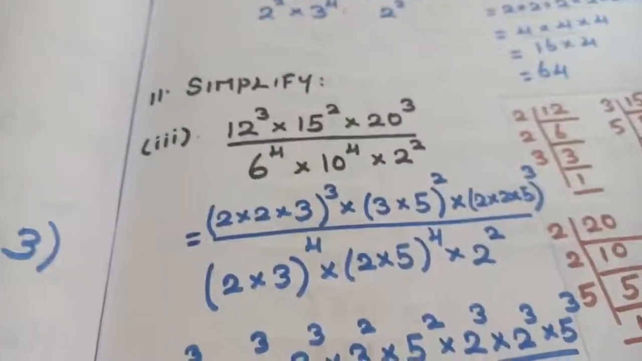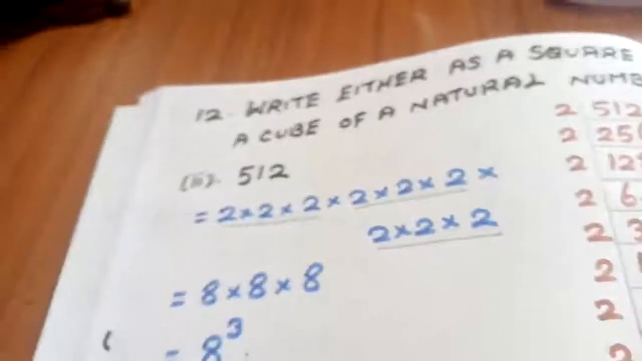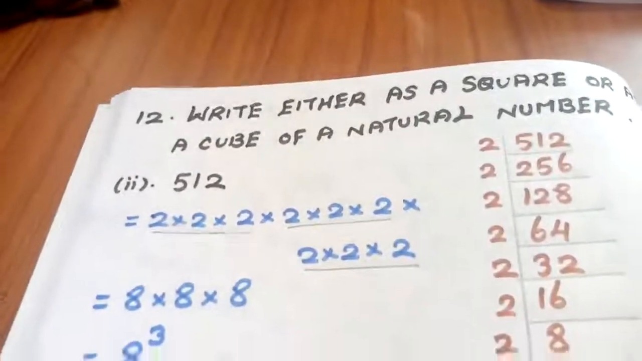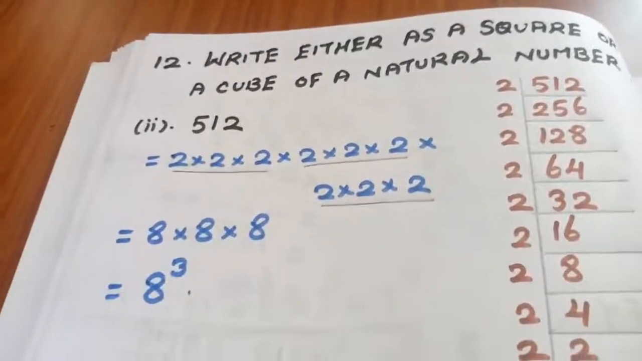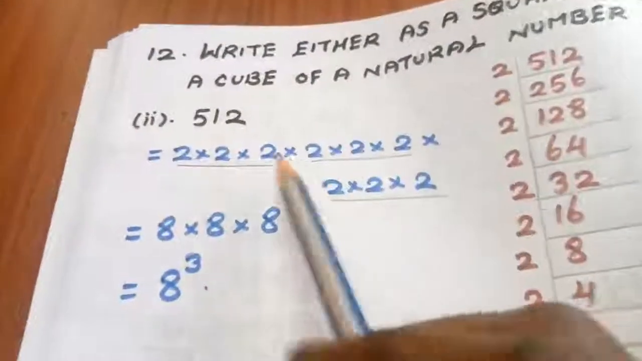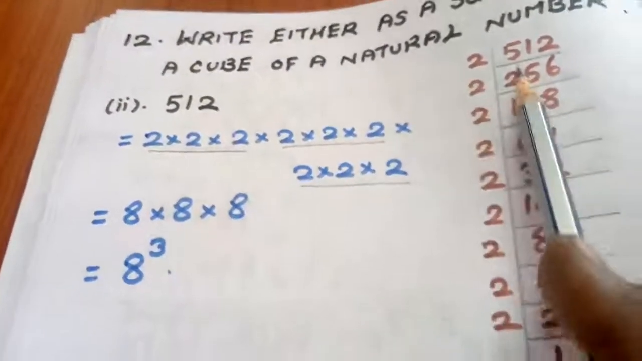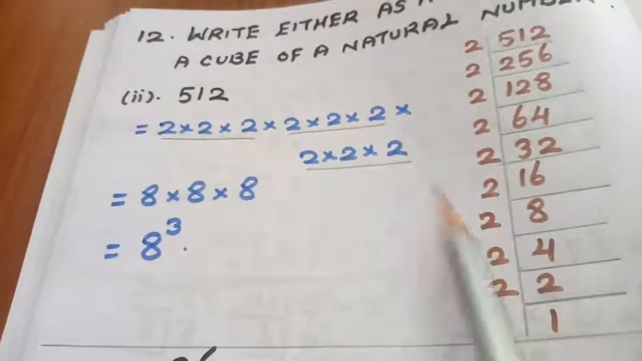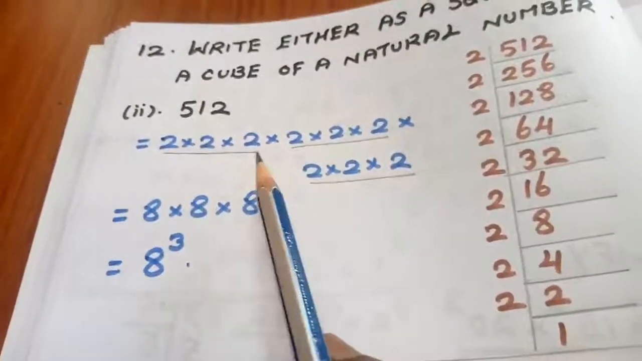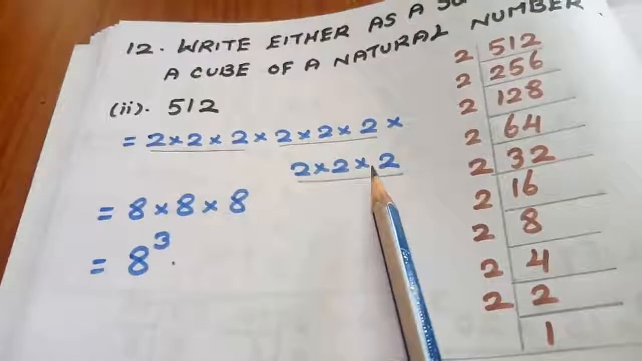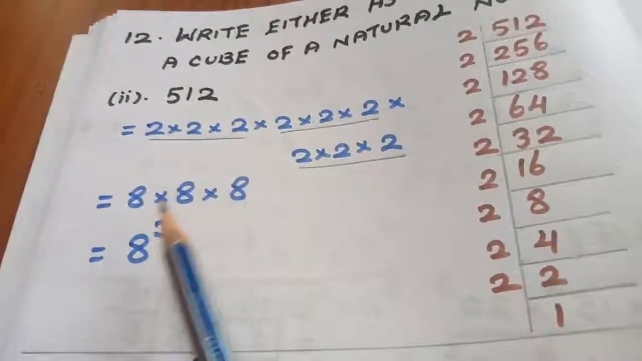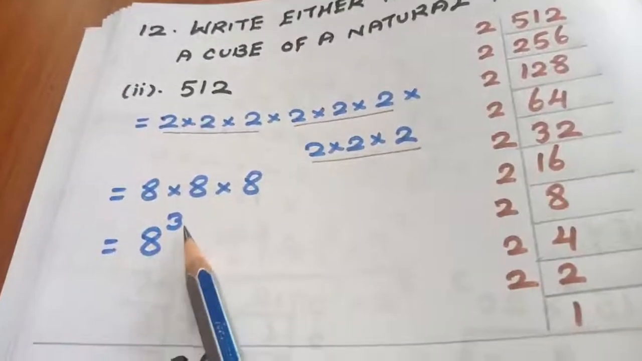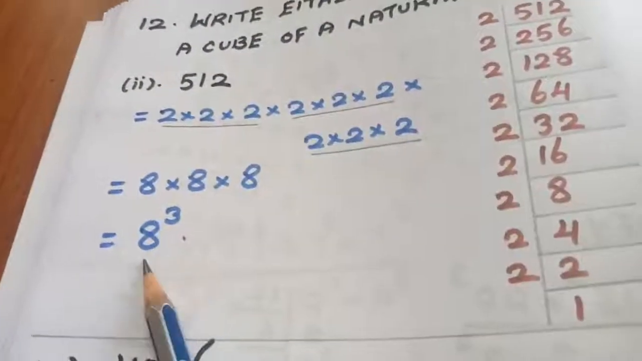Coming to the next question. If you see the next question, they have given you a number to write either as a square or a cube of natural numbers. 512, you are going to find the prime factors. After finding the prime factors, I am getting 2, 9 times. Comparing in groups of 3, I am going to write like this: 8 into 8 into 8, 8 to the power 3. The final answer can be a natural number.